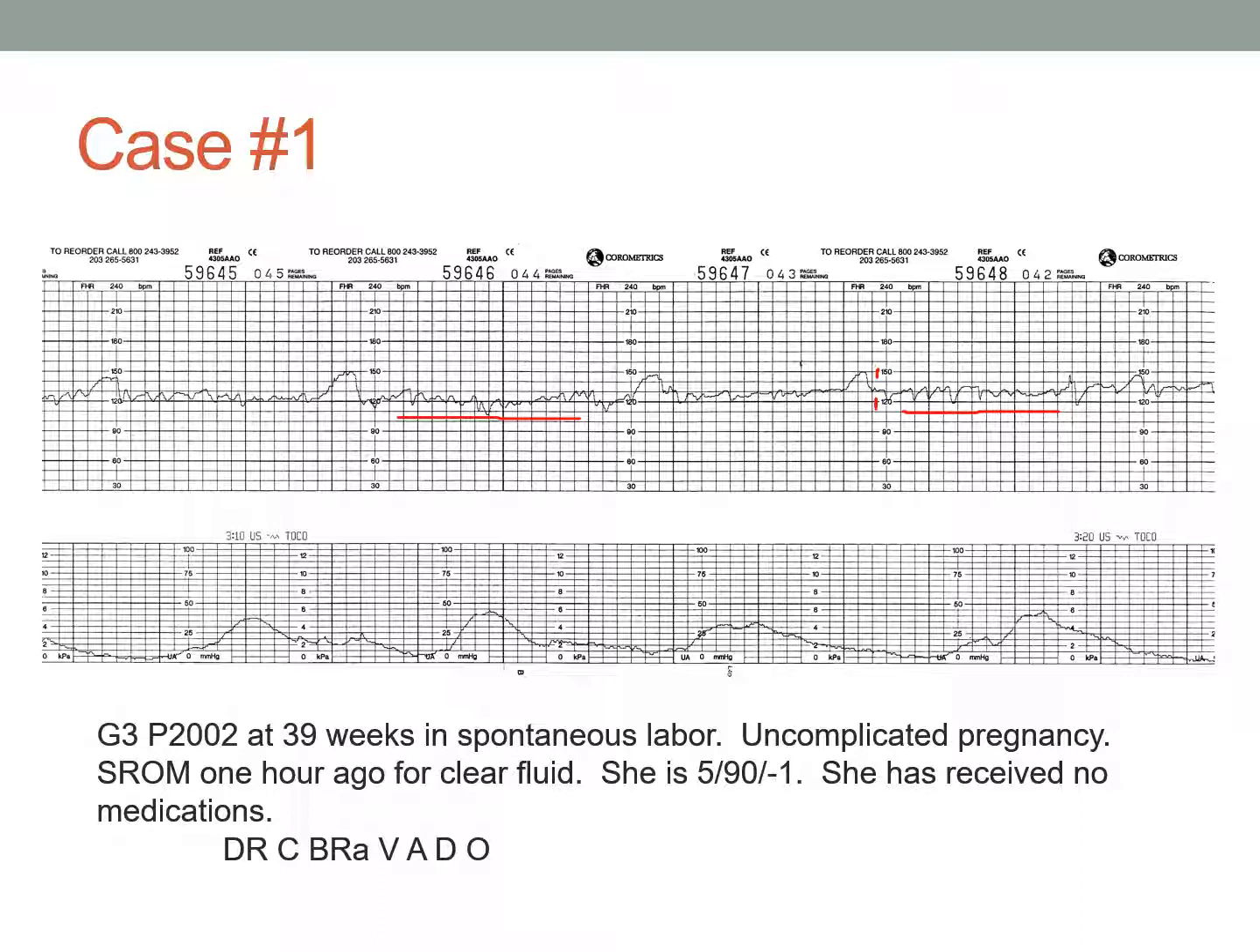Your variability is moderate. Accels, you do have accels present. These guys right here and right here, there's an abrupt increase of at least 15 beats per minute, lasting at least 15 seconds. Next is decels. You do not have any decelerations present. So your overall assessment for this, hopefully you determine that this is a category 1 fetal monitoring tracing.